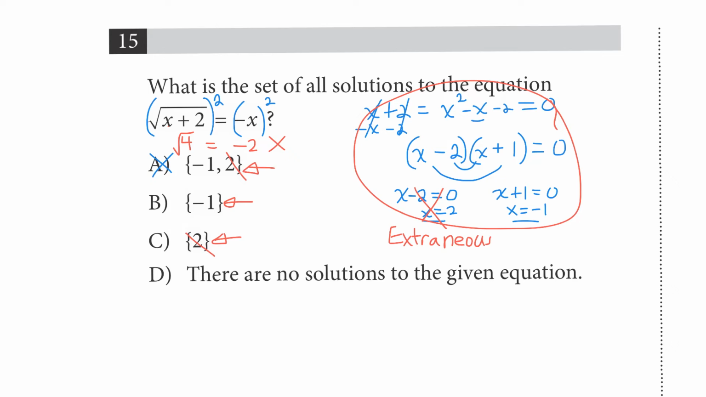and all you do is try negative 1, and so you're going to have negative 1 plus 2, square root of that is equal to negative 1, and this is the square root of 1, which is 1, and a negative 1 is 1, and 1 equals 1, so it checks out, so that means our answer was B.